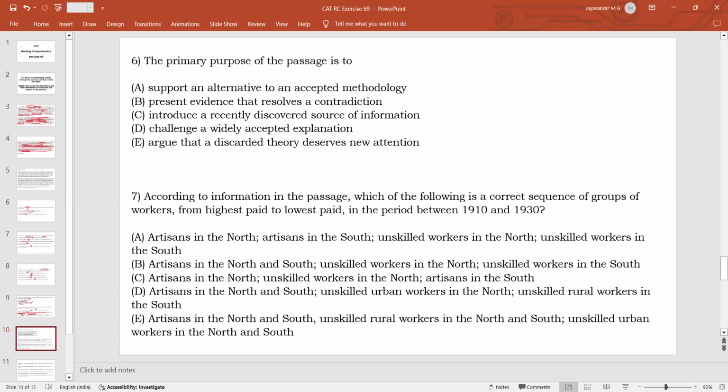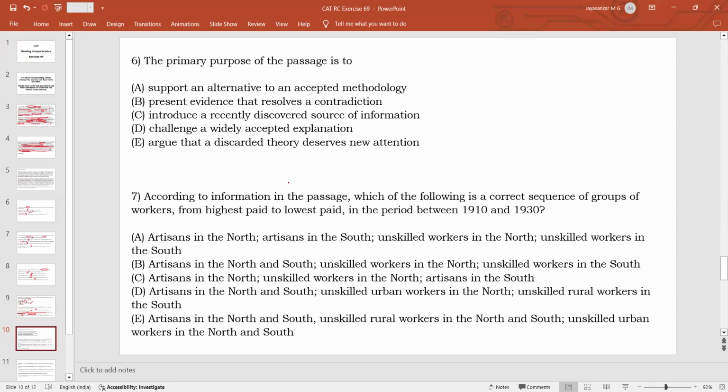All right. Question number 6. The primary purpose of the passage. What is the primary purpose of the passage? Very clearly, it is to say that the initial belief regarding the lack of economic success of rural black workers who migrated from south to north was because of their rural background. So the passage wants to disprove this argument.